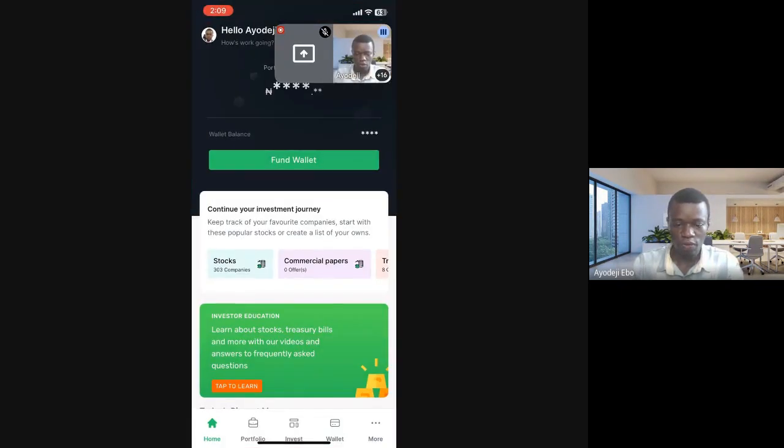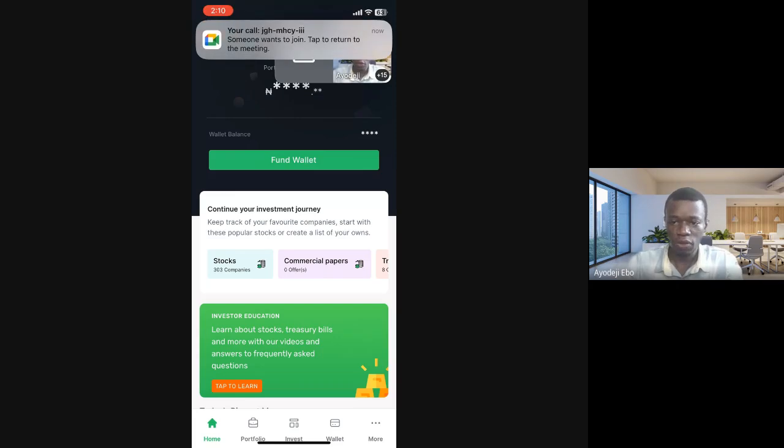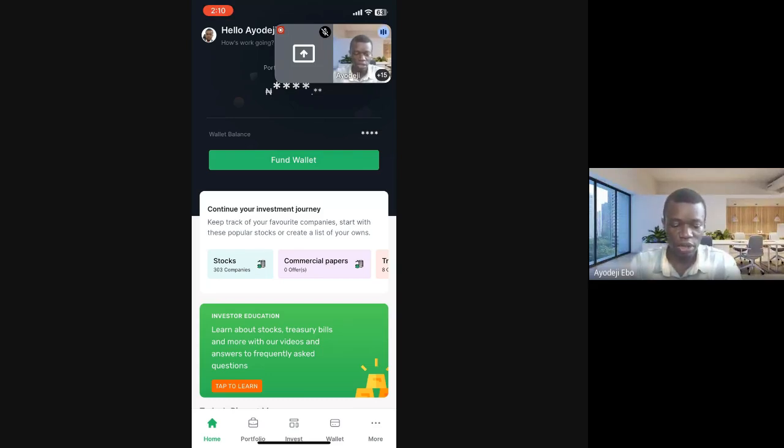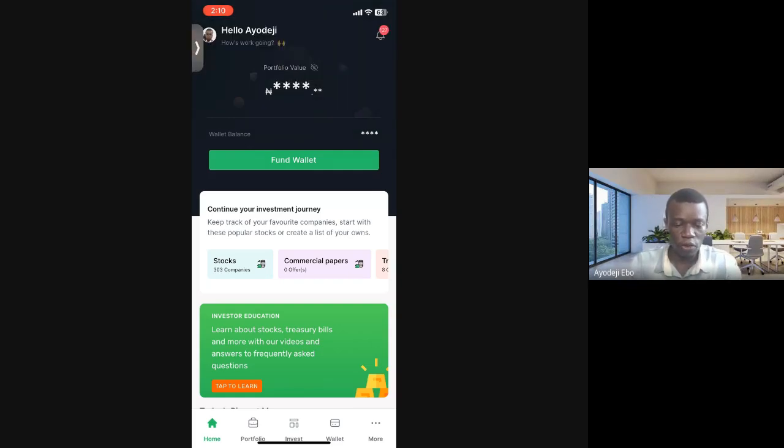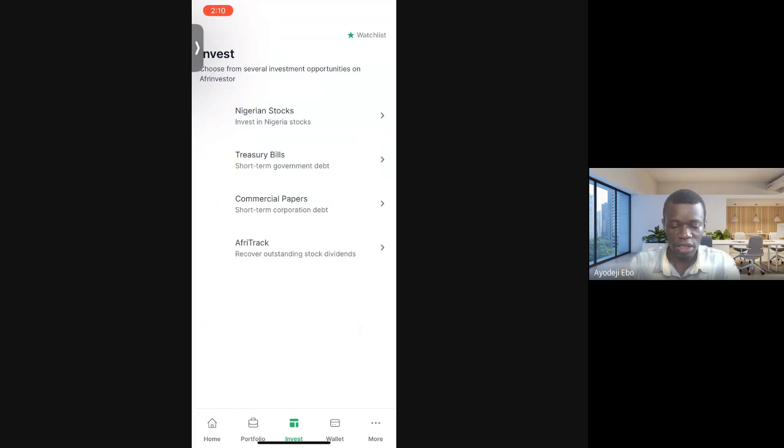Okay, so I'm using a test account, and for those that are using Afrinvest, most people on the platform have an account with Afrinvest, but it works in a similar way. First of all, what you should know when you log into your account is this landing page that you would see. You're able to see your portfolio value, and our focus here is if you want to buy stocks. So you see the Invest tab.